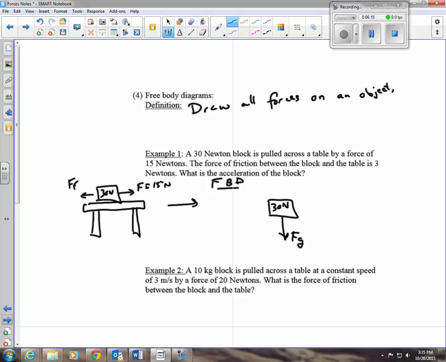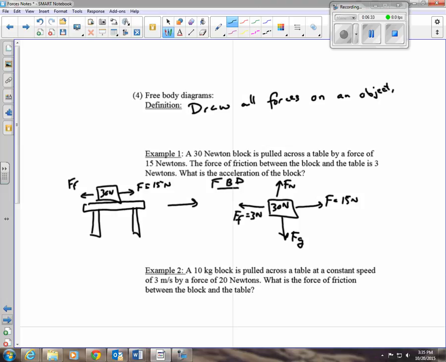Okay, what keeps it from falling down through the table? The table pushes back up with the normal force that way. I have a force of 15 newtons pulling it forward, and then it says I have a force of friction of 3 newtons back that way.